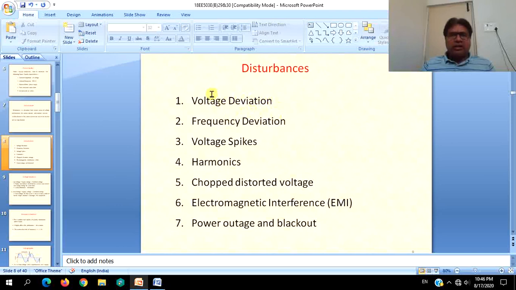Just understand there are two terms over here: voltage deviation and voltage spikes. We will come to this one later. These two are called deviations. Deviations are not sudden, it is not a very high increase in the actual values. It is a deviation which is permissible within certain limits of tolerance.